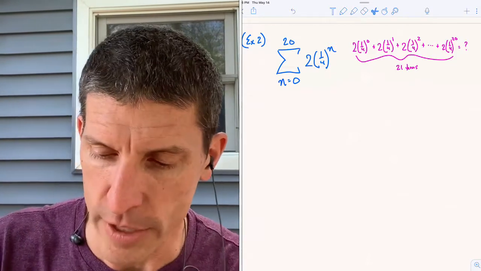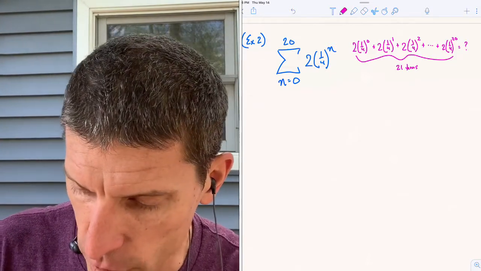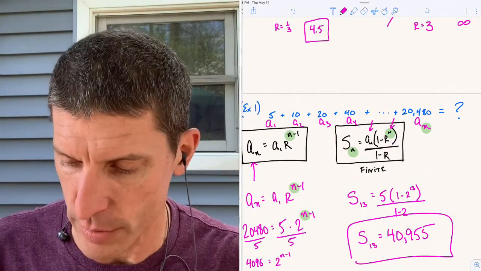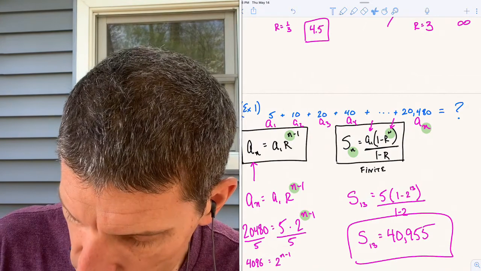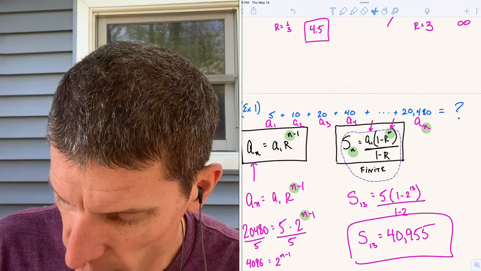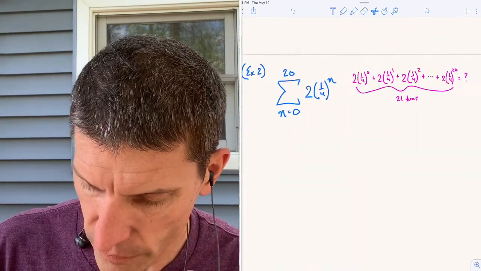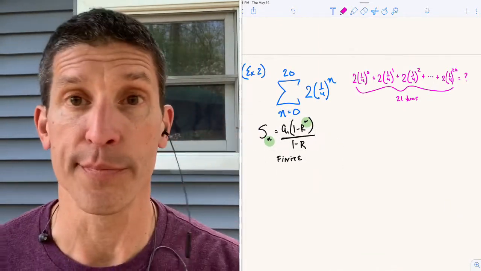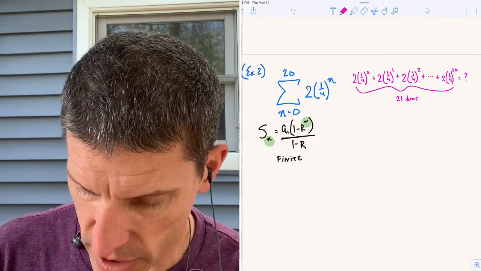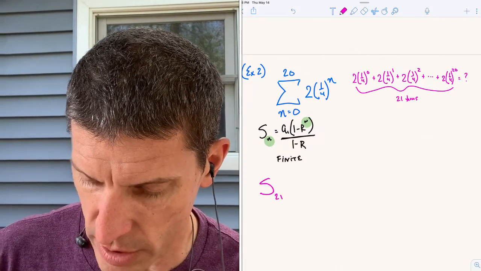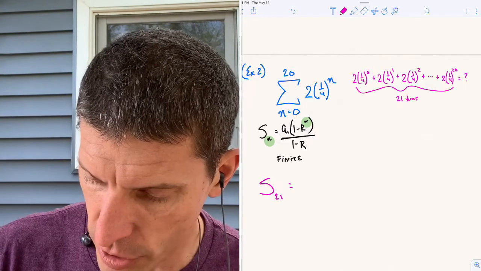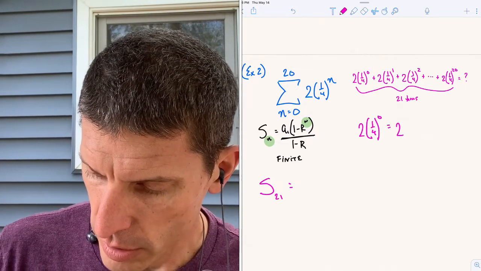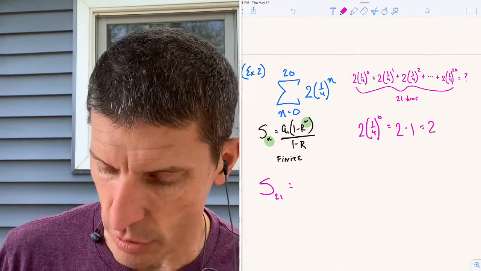But we could probably do it without. We could use that new formula, here it was, for finite sequences. We know that we have 21 terms, so I'm going to grab this piece right here, and let's get rid of that line. And let's just plug some stuff in. So the sum of the first 21 terms is going to be the first term. So 2 times 1/4 to the 0 is 2 times 1, which is 2, right? So 2 goes on top.